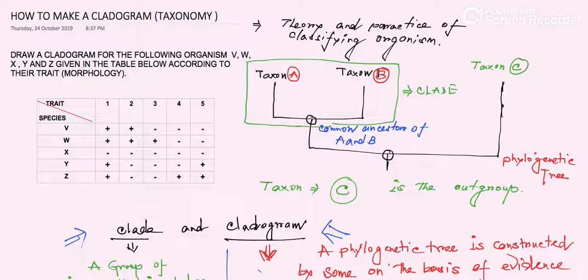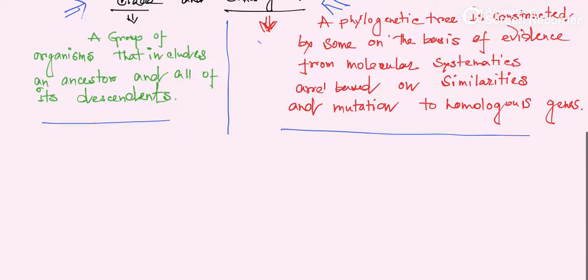Now they have thrown us a question: draw a cladogram from the following organisms V, W, X, Y, Z given in the table below according to their trait or morphology. On the left hand side below they have given species and traits: 5 species and 5 traits. We have to draw a cladogram on the basis of their traits.